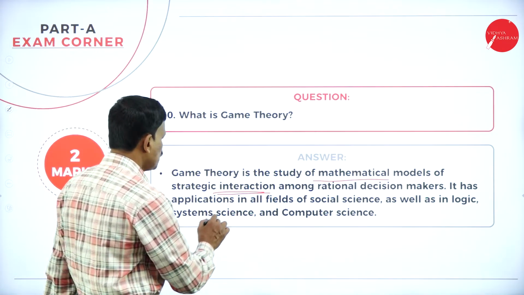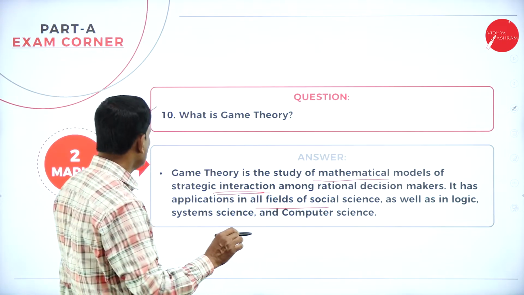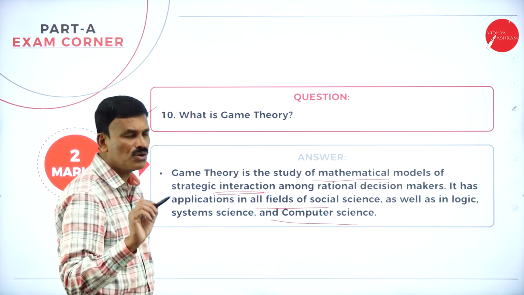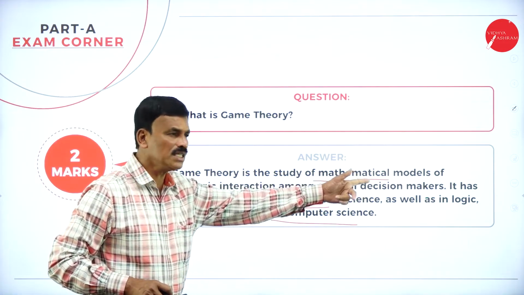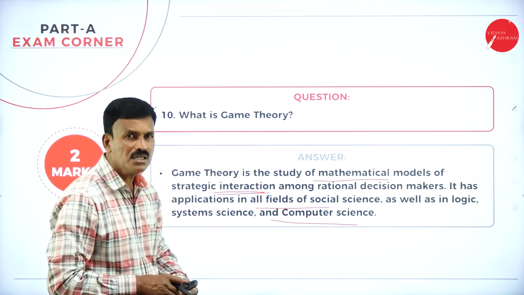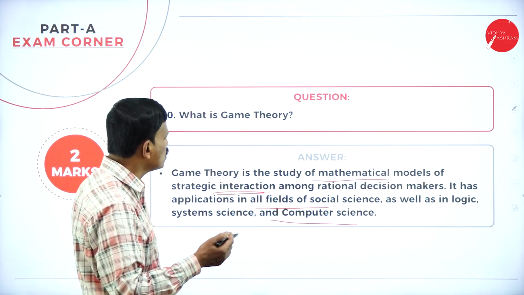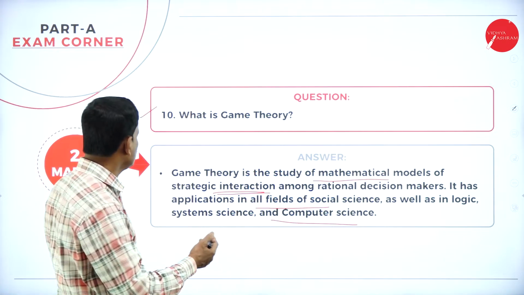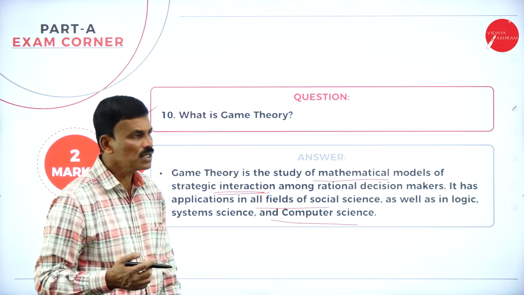It has application in all the fields of social science as well as in logic systems of science and also in computer science. So game theory is nothing but the study of mathematical models of strategic interaction among rational decision makers. It is applicable in almost all the fields of science and engineering, social science, as well as in logic systems of science and also in computer science.